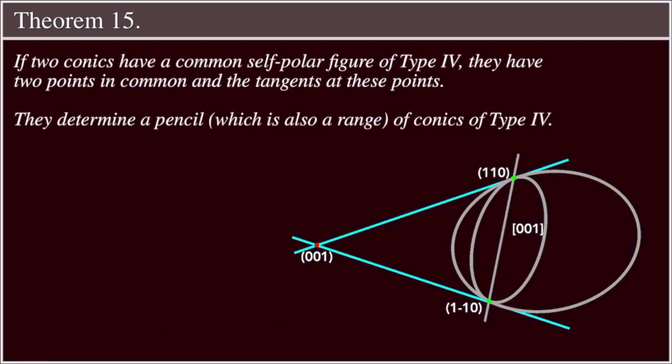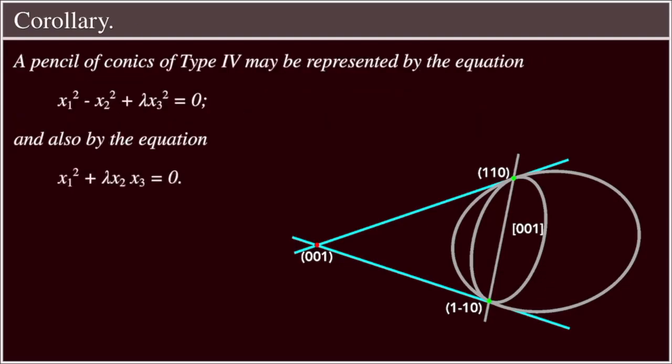Theorem 15. If two conics have a common self-polar figure of type 4, they have 2 points in common and the tangents at these points. They determine a pencil, which is also a range of conics of type 4. Corollary: a pencil of conics of type 4 may be represented by the equation x1 squared minus x2 squared plus lambda x3 squared equals 0, and also by the equation x1 squared plus lambda x2 x3 equals 0.